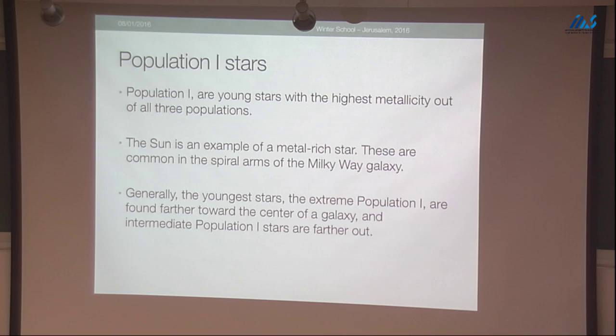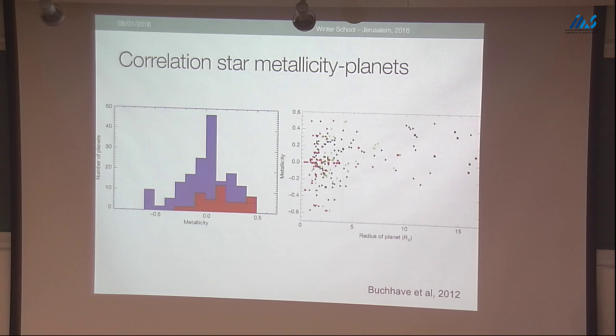Now, given that these population 1 stars have high metallicity, what is interesting is to try to correlate the metallicity of the stars with the presence of planets. This has been done in the past, and in particular there has been a lot of work in the literature comparing the presence of giant planets with the metallicity of the star.